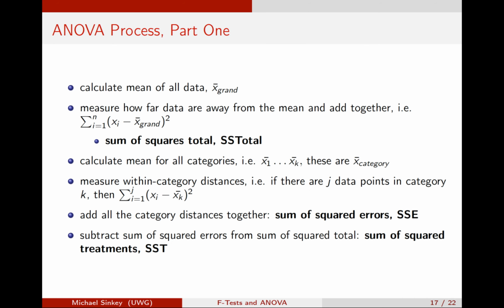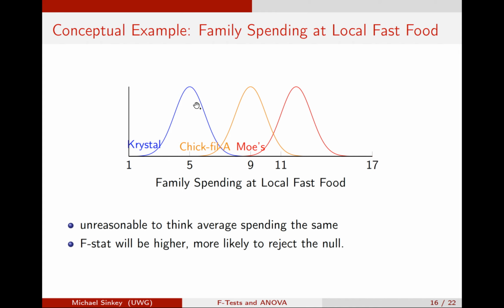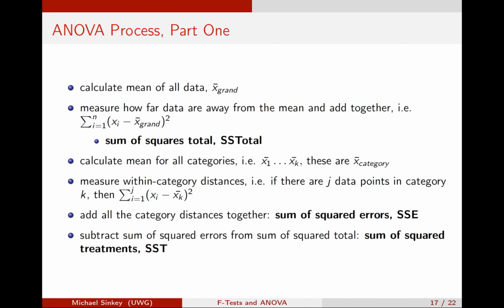Here we have a term for this. It's called the sum of squared errors, but you could think of this as just kind of loosely piecing together the individual dispersion from the blue, adding it to the yellow dispersion, and adding it to the orange dispersion, and adding it to the red. This is called the sum of squared errors. The variation with which we test the hypothesis comes from the difference between the total and the errors. So I take the sum of squared total and I subtract the sum of squared errors, and what's left over is what's called the sum of squared treatments.